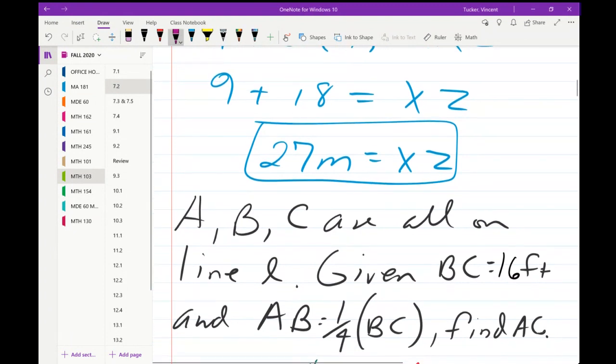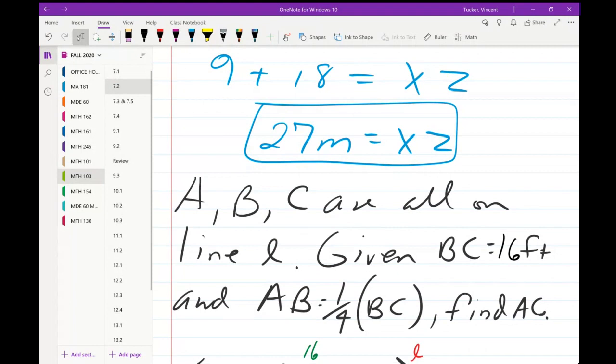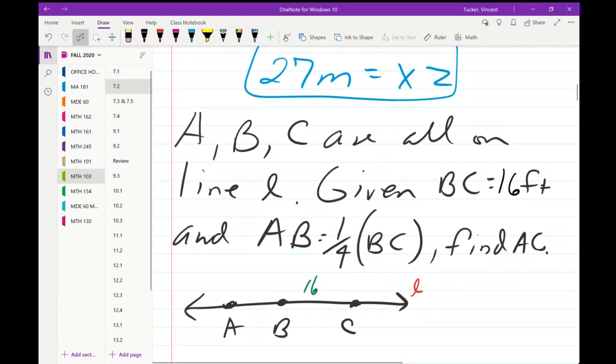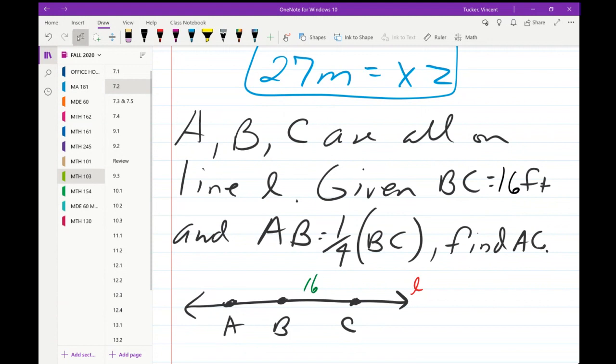Okay, cool. So A, B, C are all on line L, just like before we had X, Y, Z. This time, BC is 16 and AB is 1/4 of BC. Find AC. So this time they give us BC to be 16. They give us a relationship right here, 1/4 BC, and then they want to know what is the whole segment AC. I'll give you a chance to write that before I scroll down.